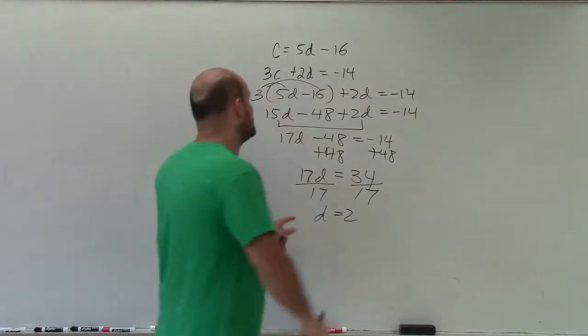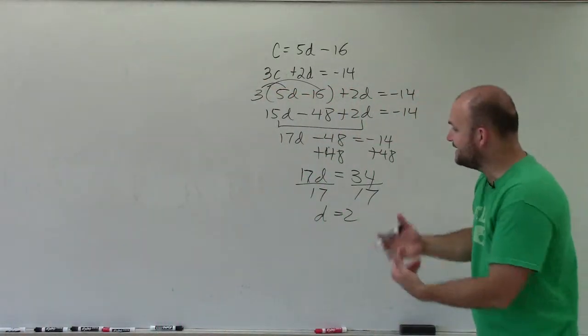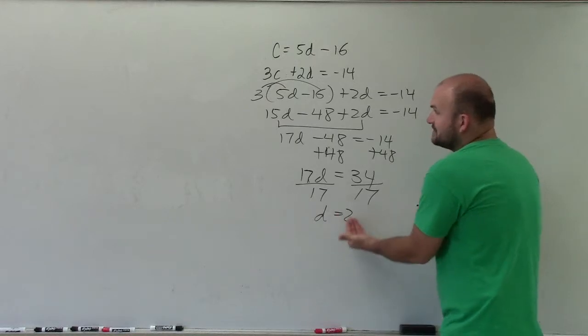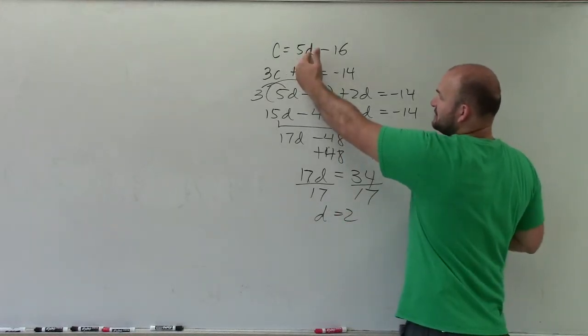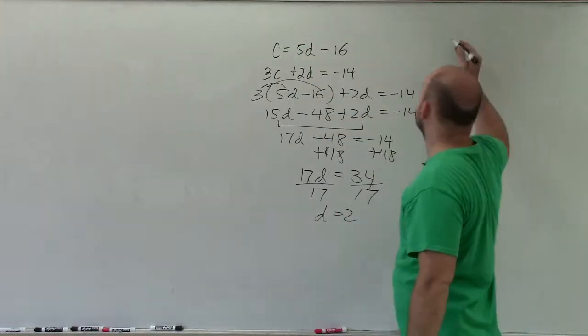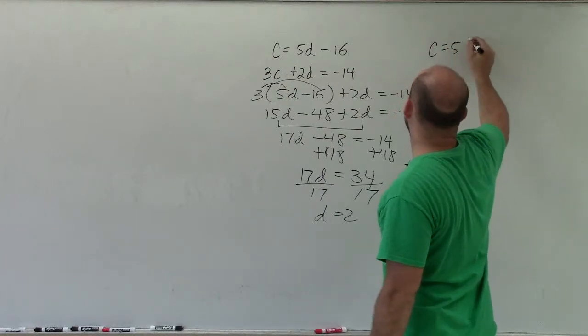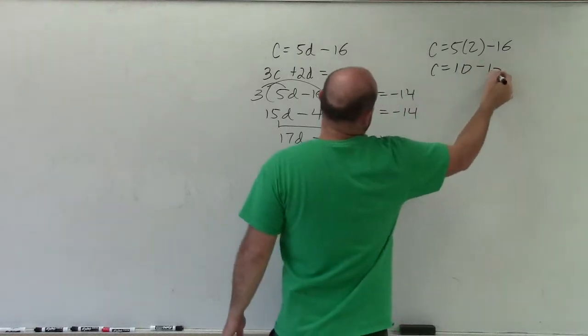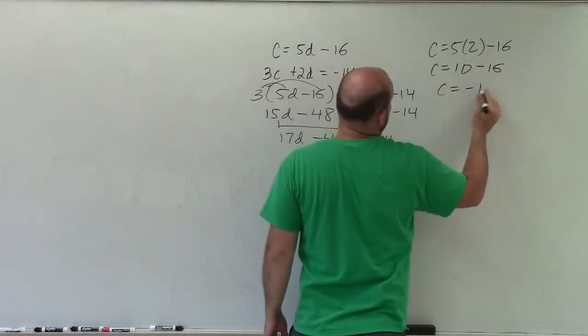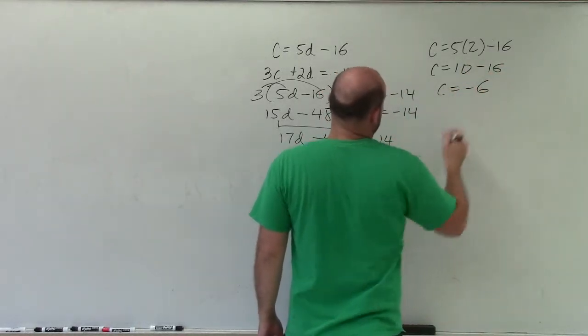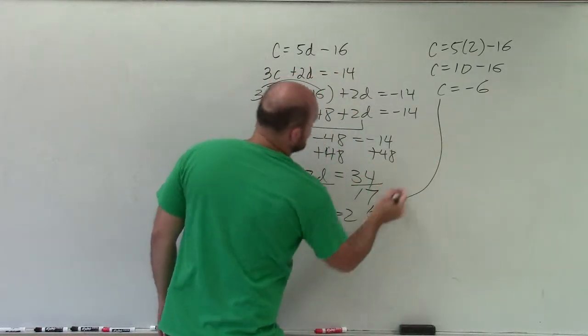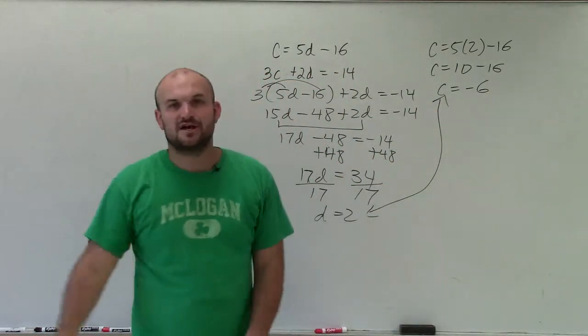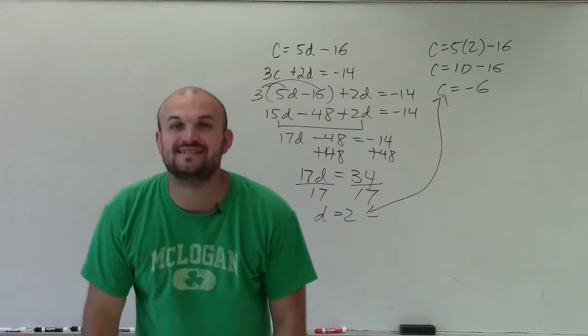So to determine the value of c, all I simply need to do is, again, substitute in my value for d into an equation so I can find the value of c. So I can say c equals 5 times 2 minus 16. c equals 10 minus 16. c equals negative 6. So therefore, ladies and gentlemen, your solution set is d equals 2, c equals negative 6 for solving the system of equations using substitution.